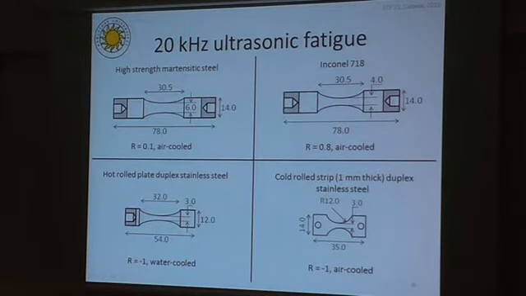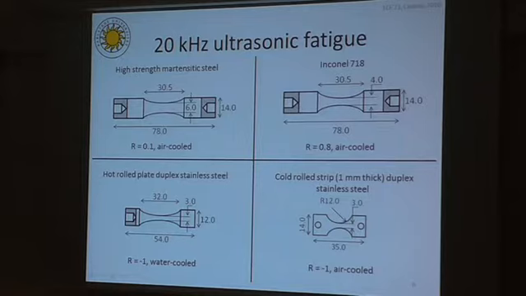In this study, mainly 20 kilohertz ultrasonic fatigue testing was conducted. The specimen designs for all the materials are shown here. For the high strength martensitic steel, Inconel 718 and hot rolled plate duplex stainless steel grades, the specimen design was hourglass shaped and cylindrical. For the cold rolled strip, 1 millimeter thick duplex stainless steel specimens, we had to design the specimen together with special fixtures in order for the whole assembly to have a natural frequency of 20 kilohertz.